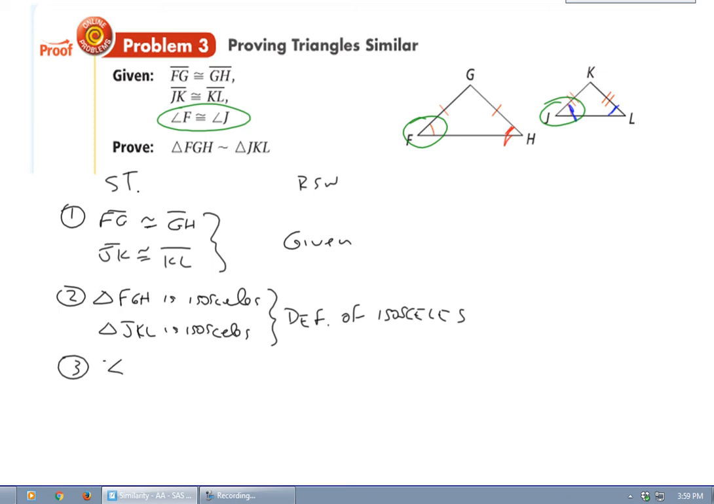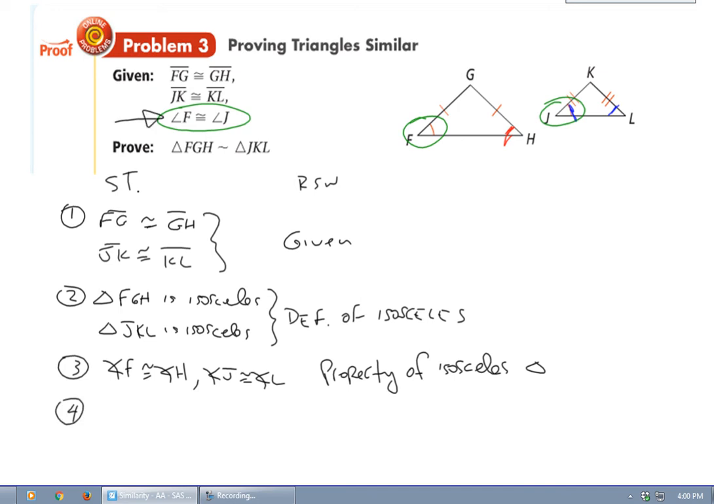So I can say that angle F is congruent to angle H, and I can also say that angle J is congruent to angle L. Why? Because of the property of isosceles triangles: base angles of an isosceles triangle are congruent. Okay, what else do I know? Statement number 4 is what is given to me, namely, angle F is congruent to angle J.